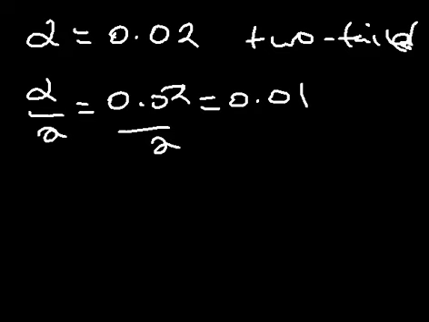So we'll go on the table and look for the critical value corresponding to 0.01. So what will be the value for 0.01? And of course the value which is much closer to 0.01 is given as 0.0099.